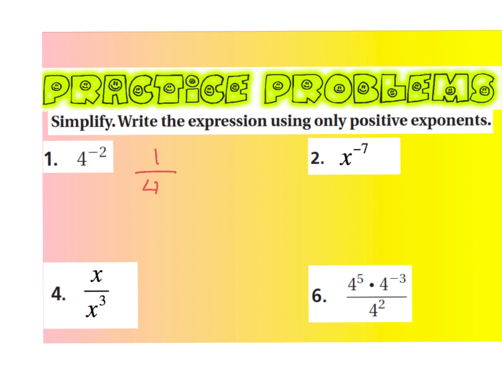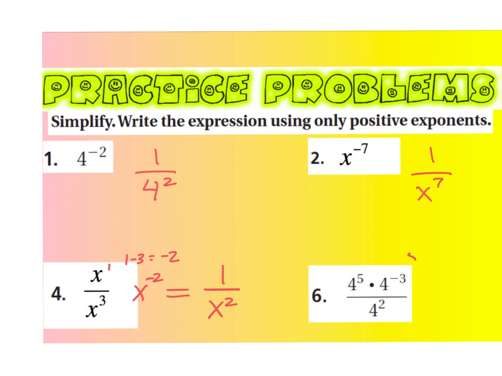1 over 4 squared. 1 over x to the power of positive 7. We have 1 minus 3, that gives us negative 2, so x to the power of negative 2, we would change that to 1 over x squared.